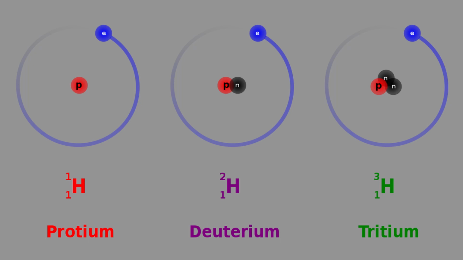Anyways, hydrogen. If hydrogen just has 1 proton and 1 electron to balance the charge, it has a mass of 1. If hydrogen has 1 proton and 1 neutron, it has a mass of 2. And if hydrogen has 1 proton and 2 neutrons, it has a mass of 3. Makes sense, right?